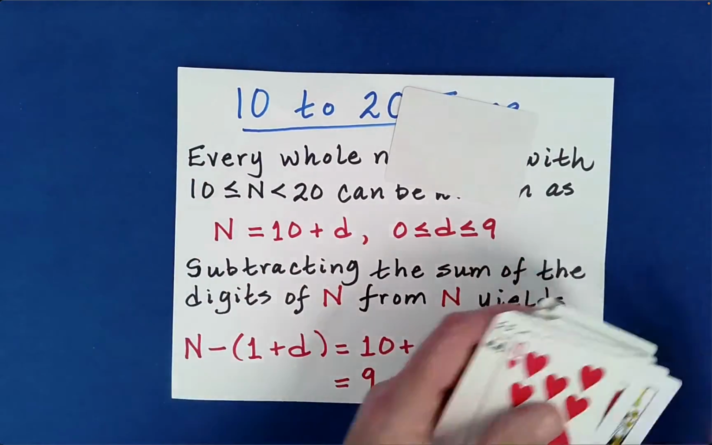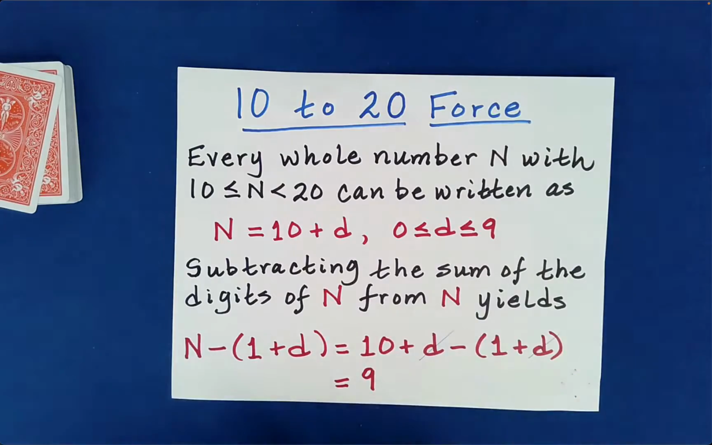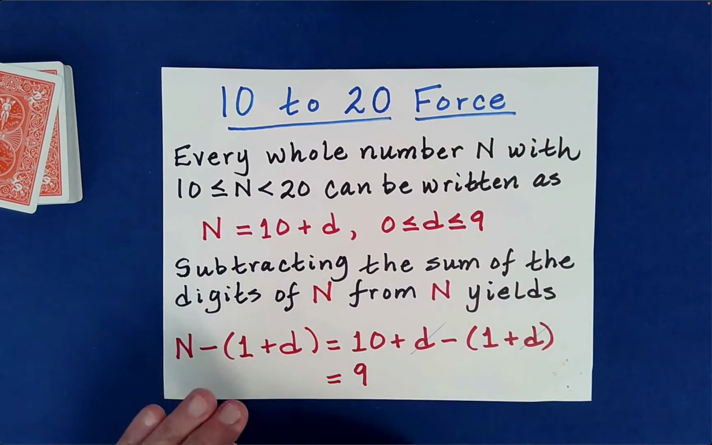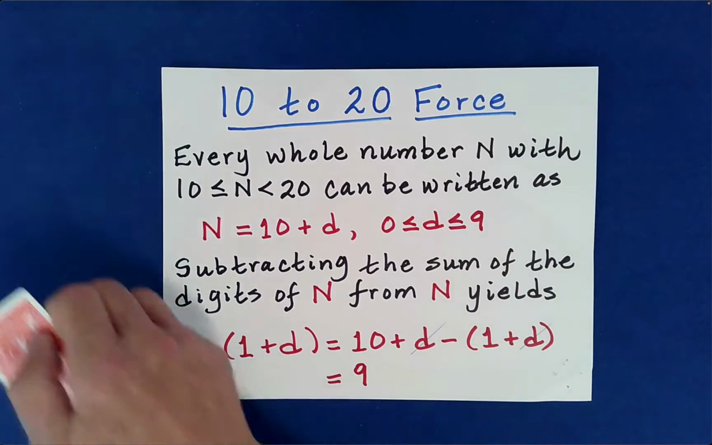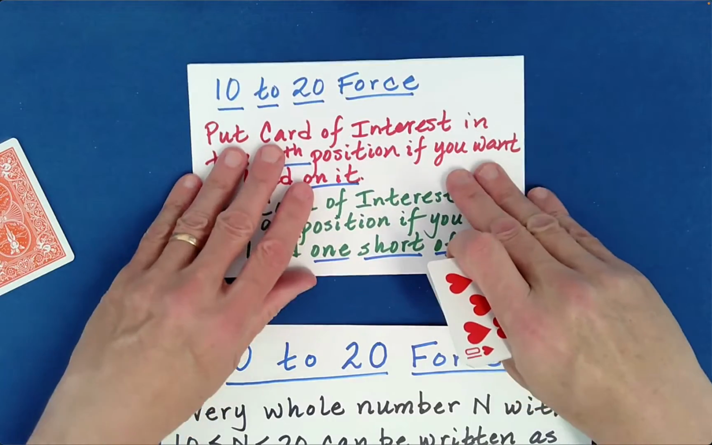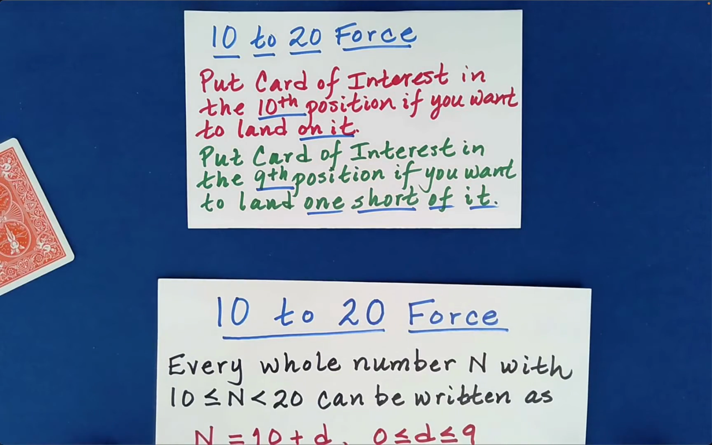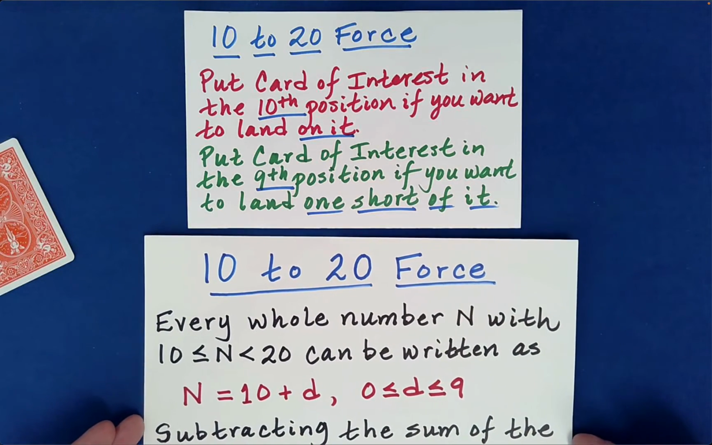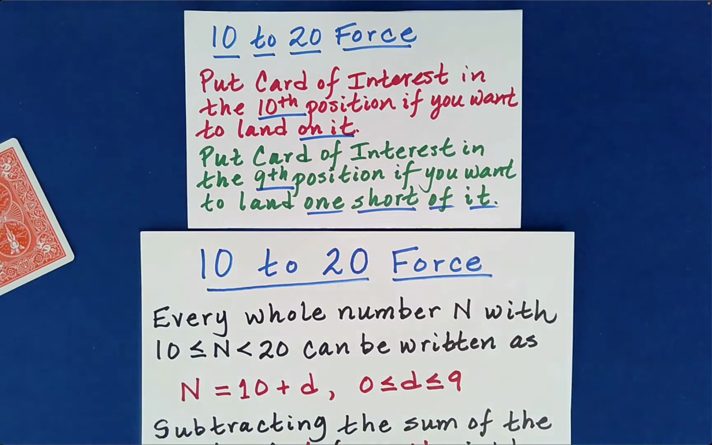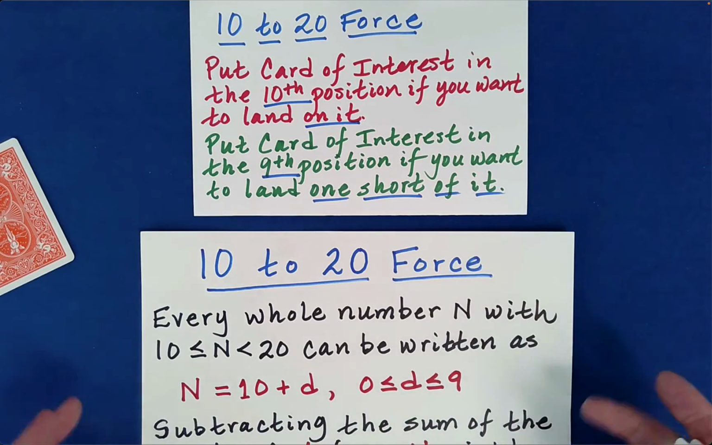Okay, so as mentioned, this is probably the most ancient of all card forces, and it is a simple mathematical force. So how this works is depending on where you want the card to be. So let me just show you something here for a write-up. If you're wanting to land on the card of interest, when you finish this, the last card counted out, you want it to be the card that the spectator will use.